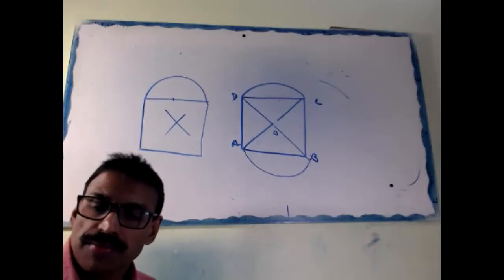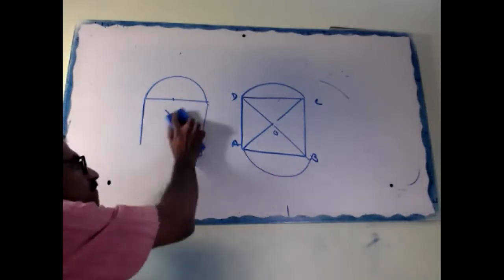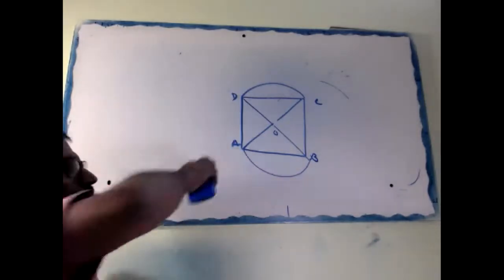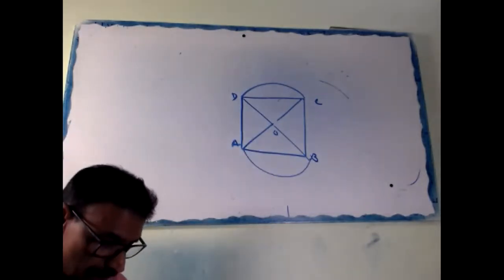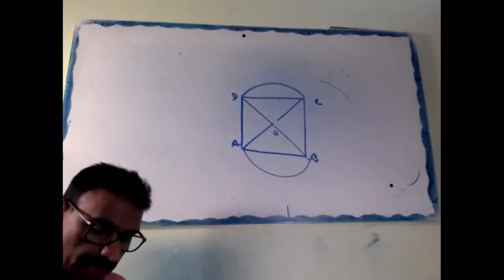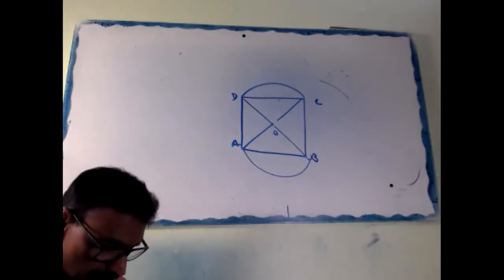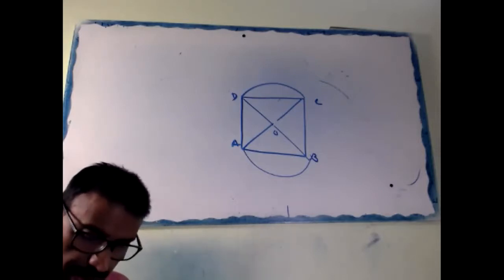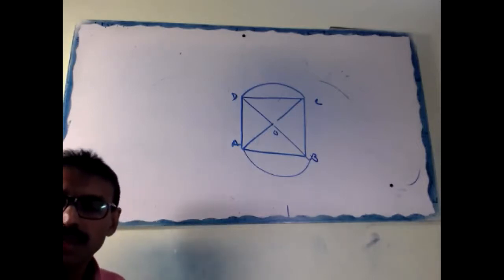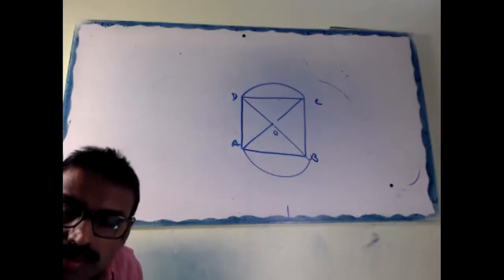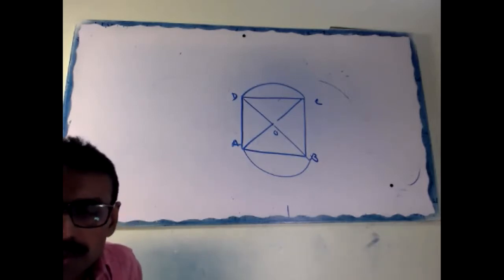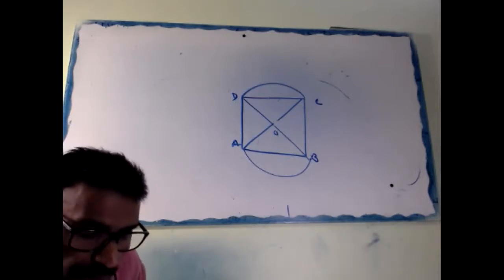Okay, write this one. First you write, start like this. In a square, all sides are equal, and diagonals are also equal. Also, diagonals perpendicularly bisect each other.